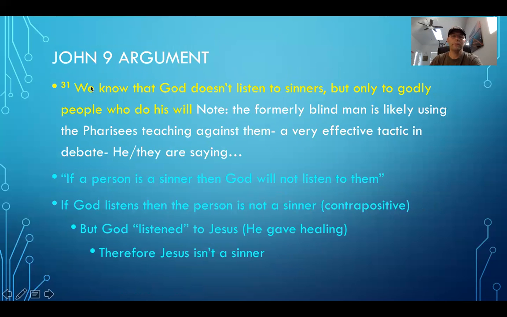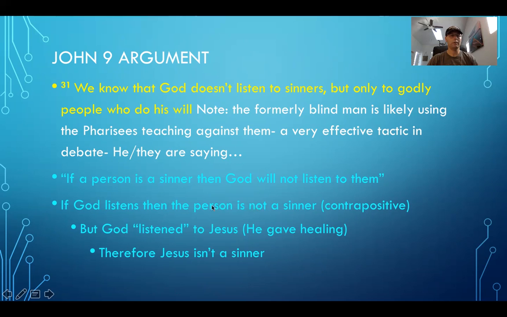All right, so this man who had been healed by Jesus says, we know that God doesn't listen to sinners, but only to godly people who do his will. So he's saying, I think, isn't he? If a person is a sinner, then God will not listen to them, right? If God listens, then the person is not a sinner. Is that the same thing? That's the contrapositive, right? So we turn a statement around, we get the contrapositive, and we're wondering, when we just tested the converse of a statement, and we're like, that's not the same thing.